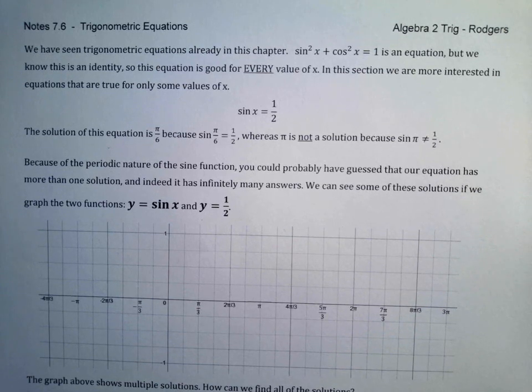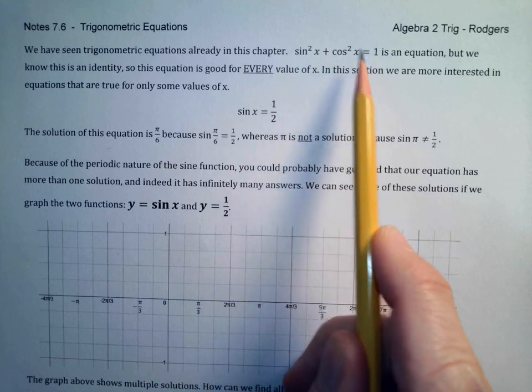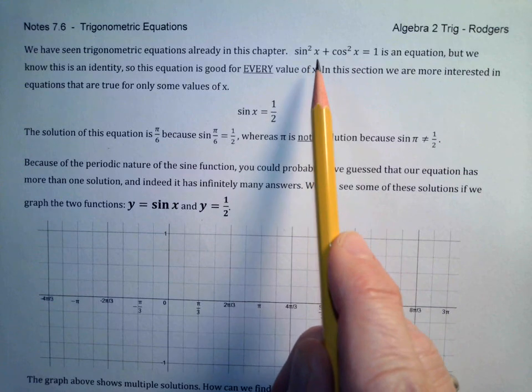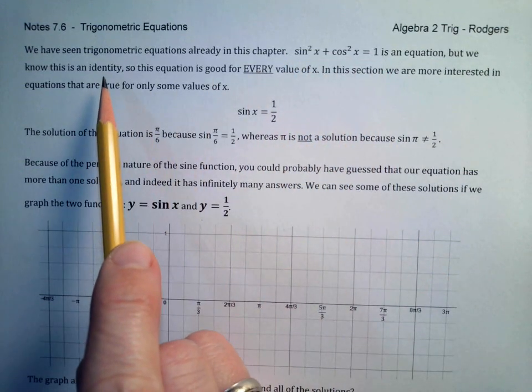Okay, so these notes are covering section 7.6, and we're talking about trigonometric equations. Now, we've done some trigonometric equations already in this chapter. For example, sine squared x plus cosine squared x equals 1. Technically that's an equation, but it's a special equation, which we refer to as an identity.